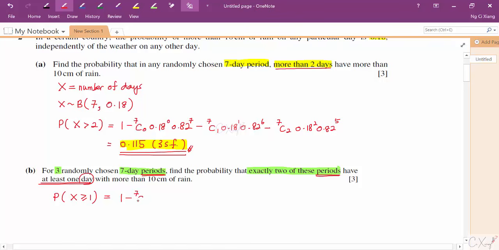So 7 C0, 0.18 power 0, 0.82 power 7. If you try to simplify it, right, you will have 1 minus 0.82 power 7. And when you try to press calculator, the answer that I get should be 0.751, correct to 3 significant figure.